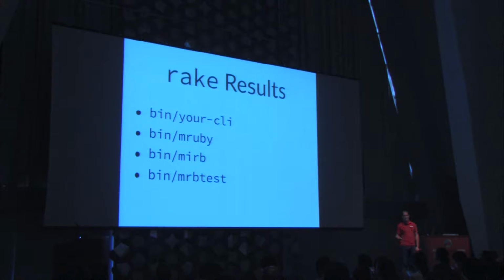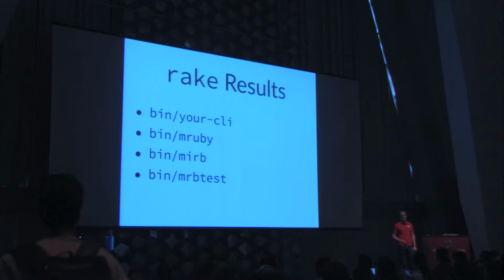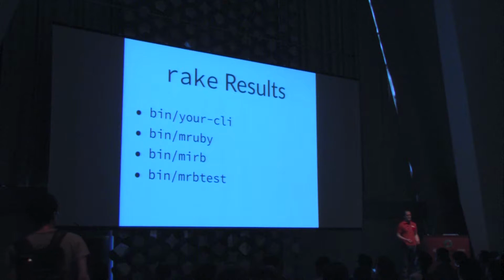So if you're using MRuby CLI, your CLI name will be there. You'll have an MRuby and an MIRB, and you can use these to write simple scripts or do little tests. And there'll also be an MRB test executable, which is the test runner for your unit tests.